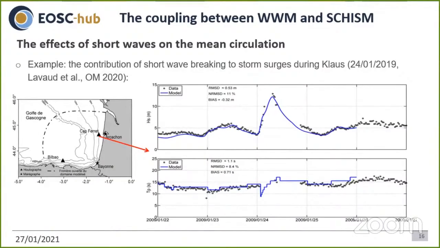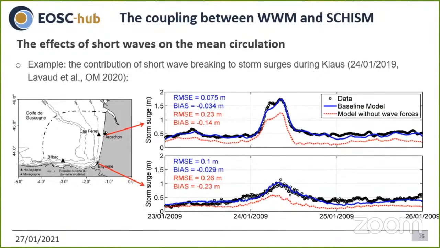To give you an idea of the importance of this process, I will present you briefly an application that we did in the southern part of the Bay of Biscay during Storm Klaus, where we investigated the contribution of shortwave breaking to storm surges. This storm produced the largest waves that were recorded close to the coast over the last 2 decades, about 13 meters significant wave height, a few tens of kilometers from the coast. So this was a storm particularly indicated to investigate the impact of these big waves on storm surges.